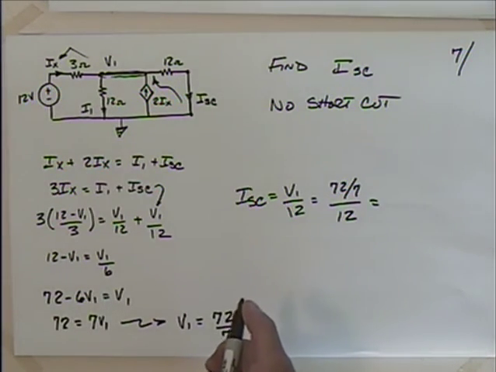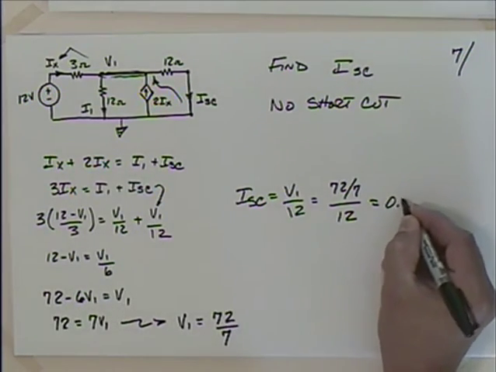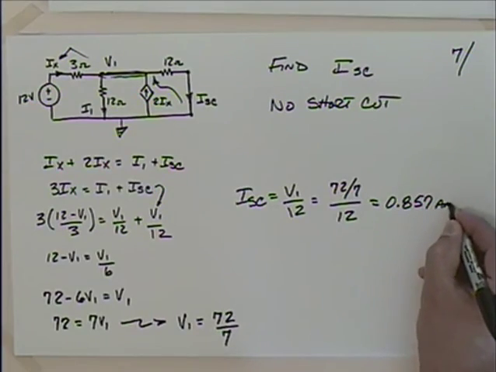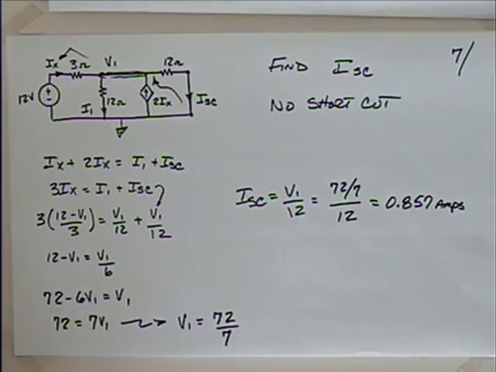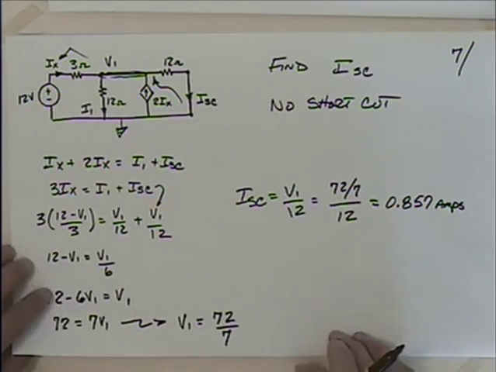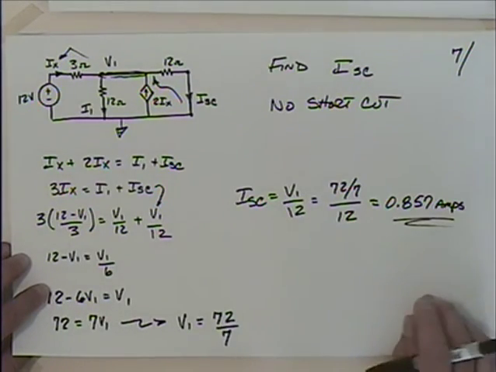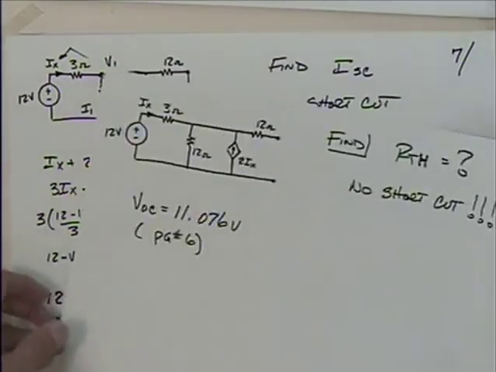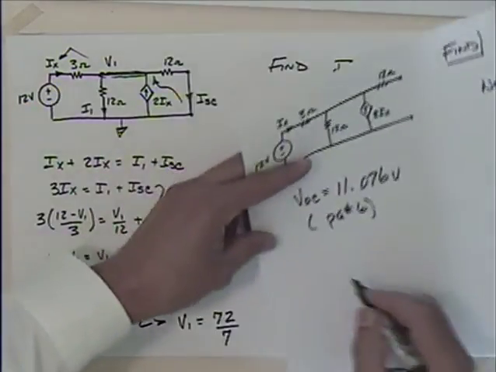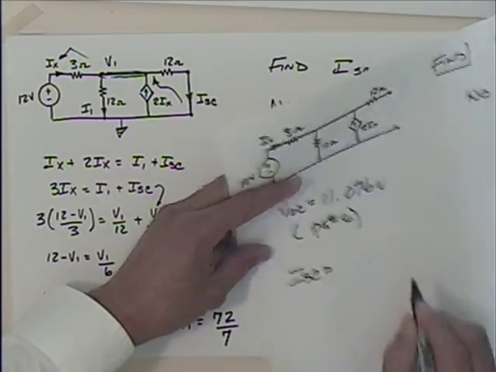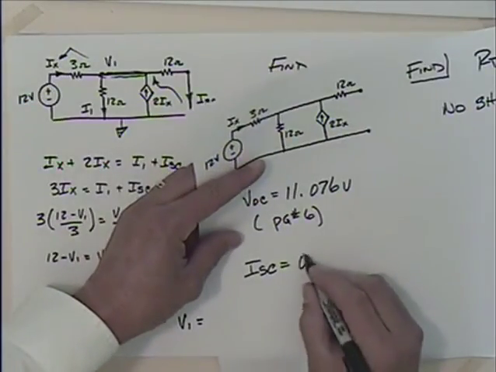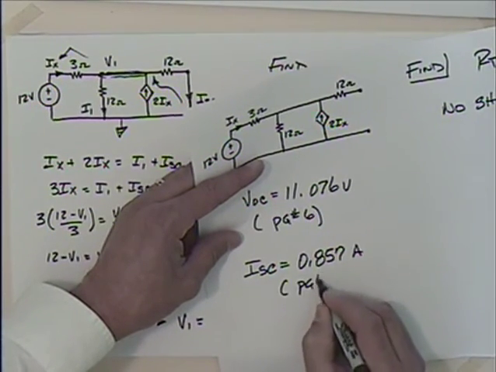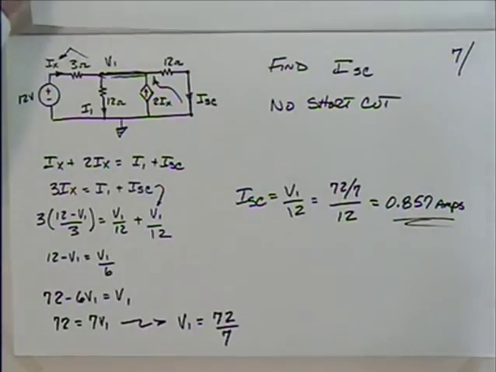which gives me 0.857, and that's amps, not milliamps. Okay. So I'll put that back here on page number 5. I short circuit is equal to 0.857 amps, and that's page number 7.